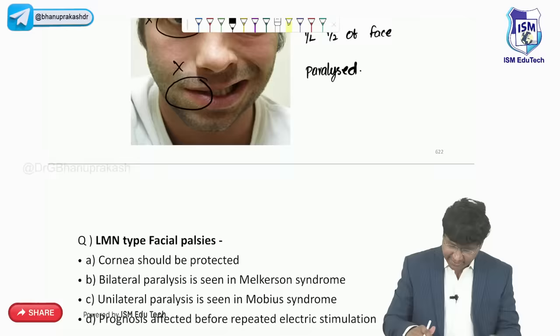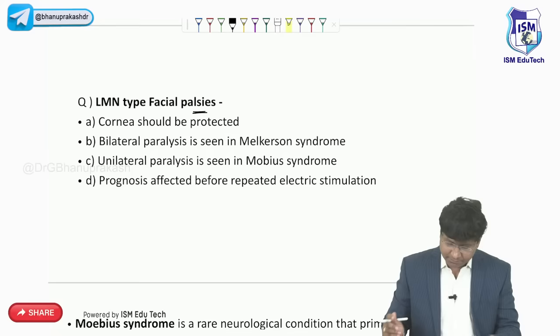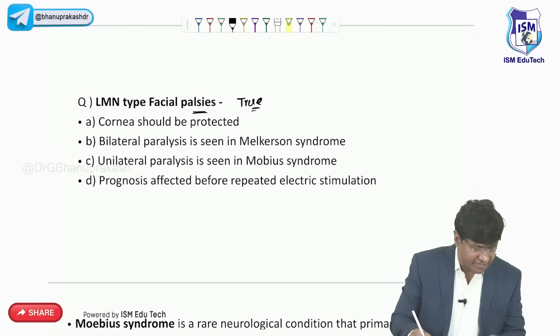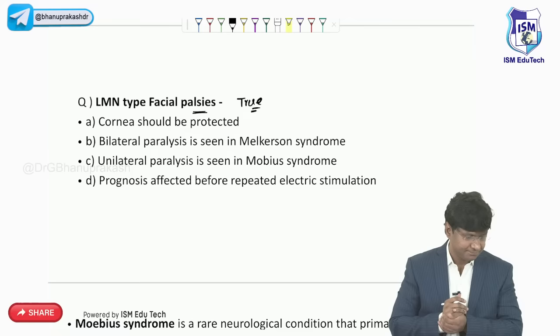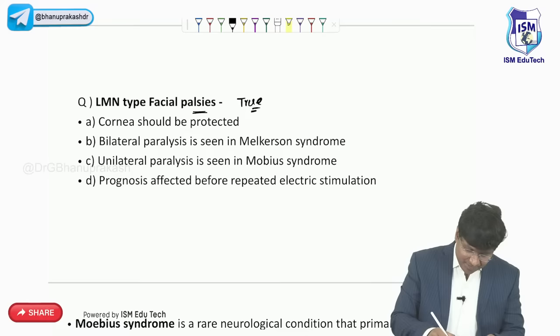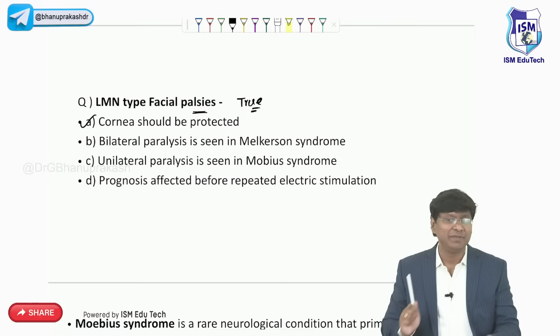LMN facial paralysis. Which is the true statement? What is the true statement regarding LMN facial paralysis? Any one of you? Right. So in patients with LMN paralysis, the individual cannot close the eye. So the cornea should be protected. Right, the cornea should be protected. Then what about the other options?